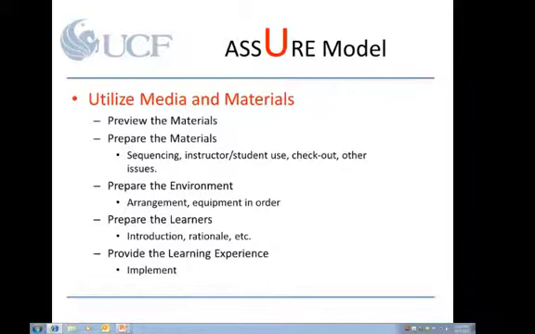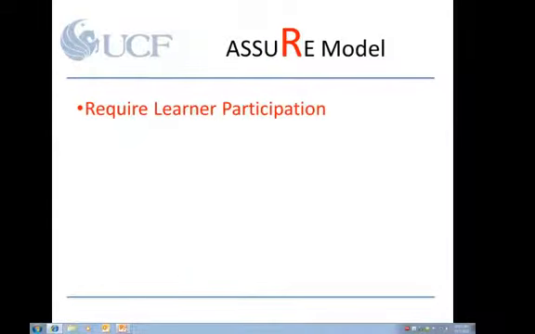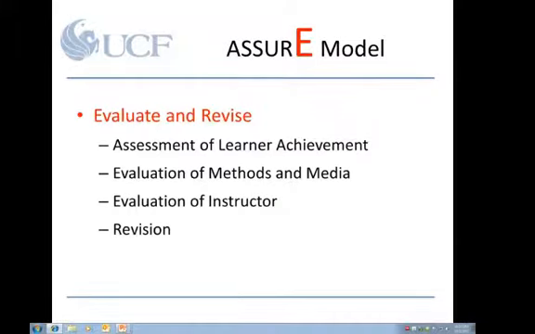Next is preparing the learners. Provide some sort of introduction in your lesson. Provide some rationale. Why are they doing this? Why is it important? Why do they care about it? Those sort of things. And then provide the learning experience. And here you will simply implement your Assure lesson. Require learner participation, obviously, is very important. This gets at the active, constructive elements of meaningful learning. So it's important to not only have the instructional aspects of your lesson, but also to require that the learners participate throughout.